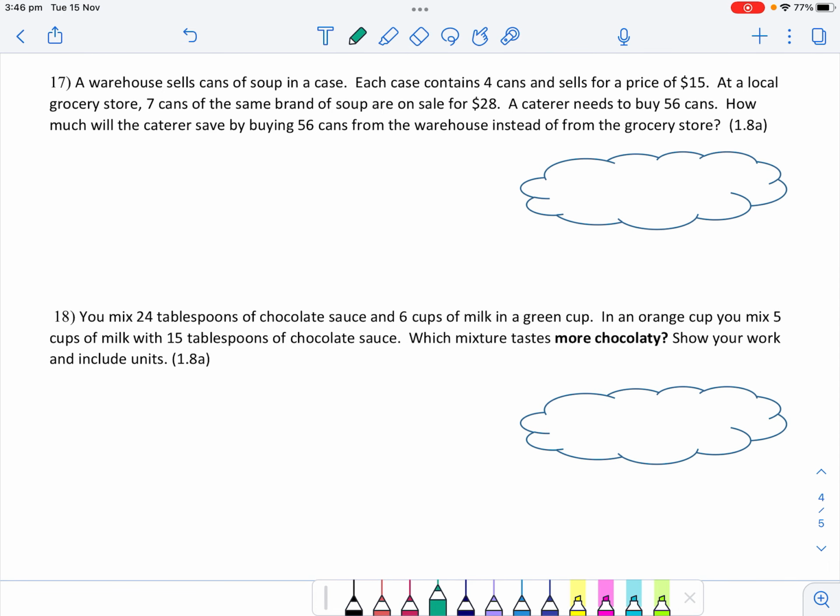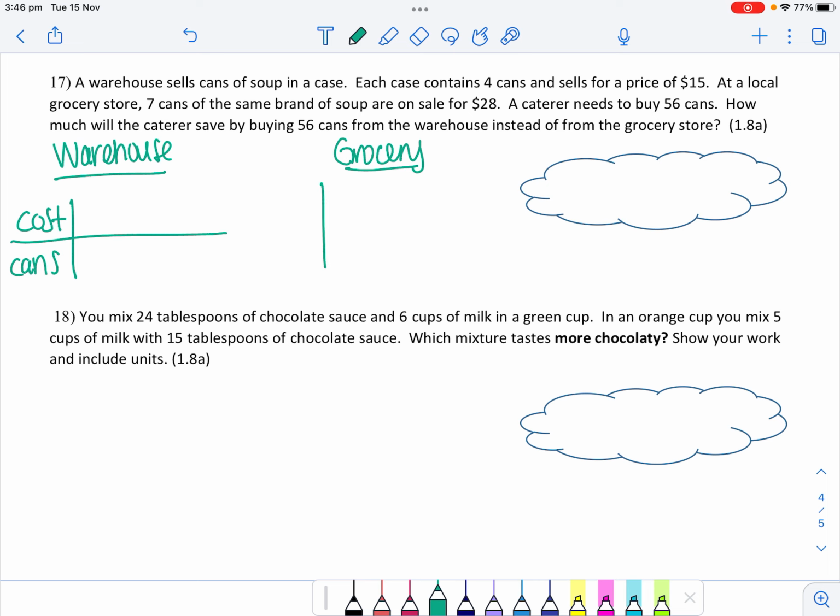Number 17 says a warehouse sells cans of soup in a case. Each case contains 4 cans and sells for a price of $15. At a local grocery store, 7 cans of the same brand of soup are on sale for $28. So this is where I'm going to have my warehouse and my grocery store tables. And I've got cost and cans. At the warehouse, it's $15 for 4 cans. At the grocery store, it's $28 for 7 cans.